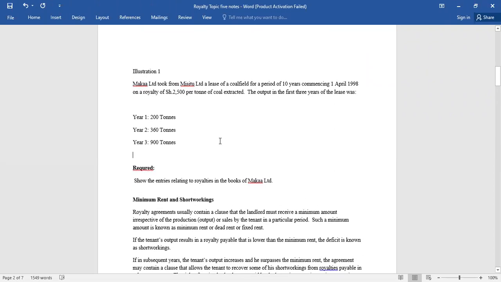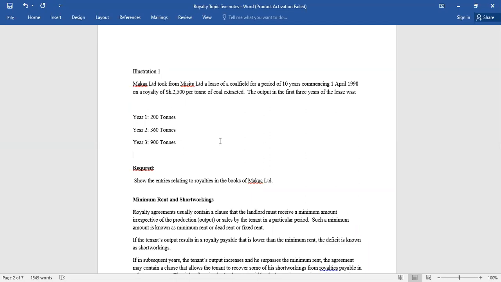Now we have an illustration here. We've been told that Makaa Limited took from Misitu Limited a lease of a coal field for a period of 10 years, commencing 1st April 1998, on a royalty of 2,500 per ton of coal extracted. The output in the first 3 years of the lease was: year 1, 200 tons; year 2, 360 tons; year 3, 900 tons. And you are required to make the necessary entries in the books of Makaa Limited.